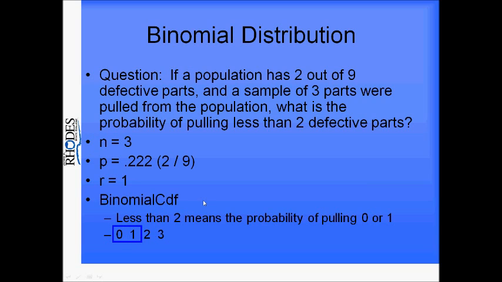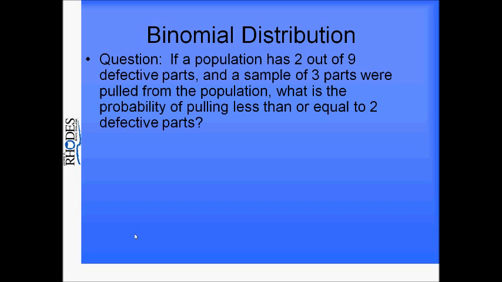So what do I need to do to calculate that? Well, I need to put in binomial n of 3, p of 2 over 9, and an r of 1, because that's the value I need. Kind of tricky, but draw it out.